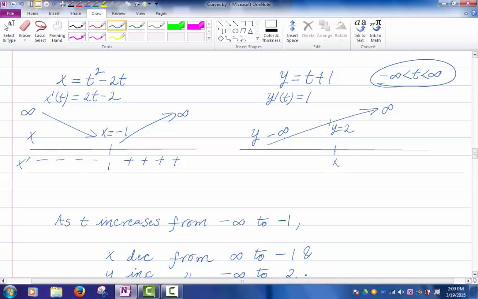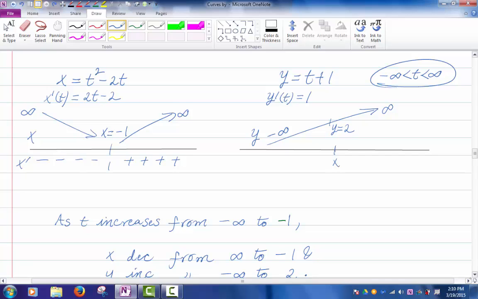When t is negative and large, t squared is going to dominate 2t, right? So when t is large and negative, t squared is large and positive, so I know that x would be large and positive. When t is negative and large, x is positive and large. So I know that it's decreasing from positive infinity. Now, is it increasing toward infinity?